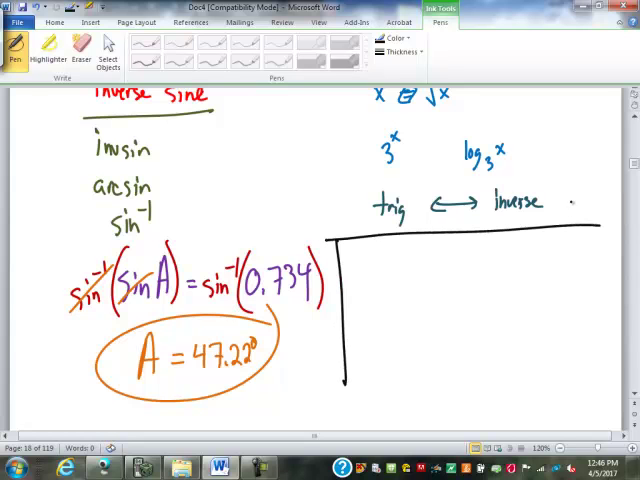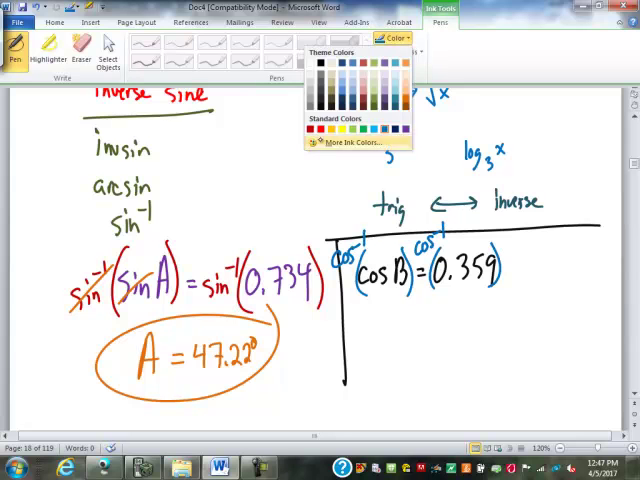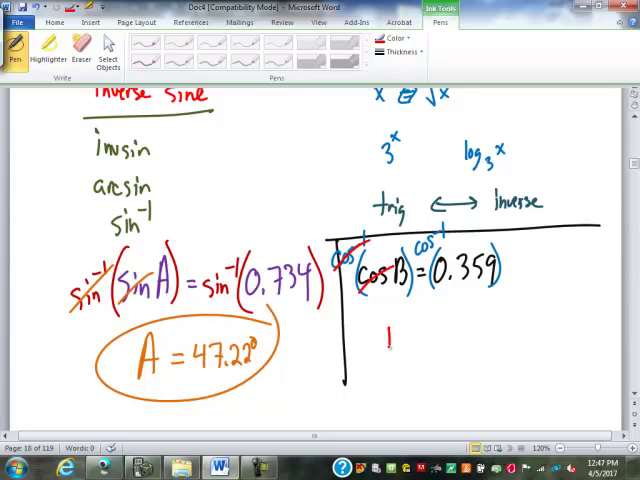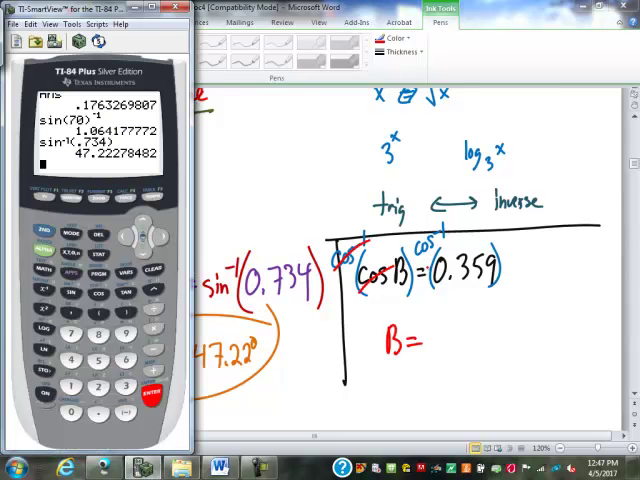And each of our trig functions has an inverse. If I tell you that the cosine of angle B is 0.359, how am I going to find angle B? It's going to be the inverse cosine. So the cosine and inverse cosine cancel out. B equals the inverse cosine of 0.359. That's 68.96 degrees.